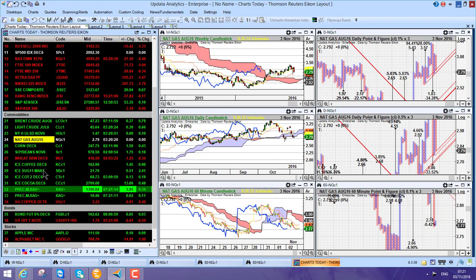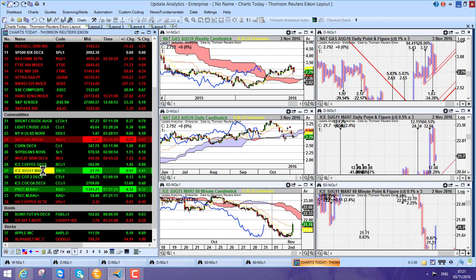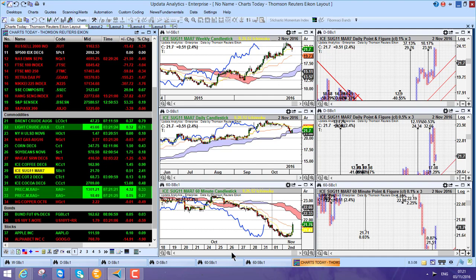If we take a quick look at sugar, it has a very big move at 2.5% overnight. So we are just seeing quite a big move off the floor there, but it is pretty bearish below the cloud here, bullish in the long and medium-term charts.